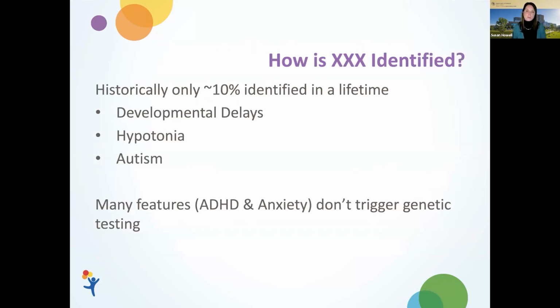When we talk about trisomy X and how it's identified, we know that historically only about 10% of women with this condition were identified during their lifetime. So the majority of what we've learned about trisomy X historically really is based on a small percentage, as the majority of individuals go undiagnosed. And of those individuals, the reason they were identified often is attributed, from a postnatal perspective, to presenting with global developmental delays, hypotonia or low muscle tone, or autism, as these are traditional indications to order genetic testing.